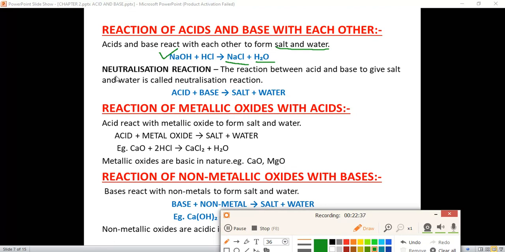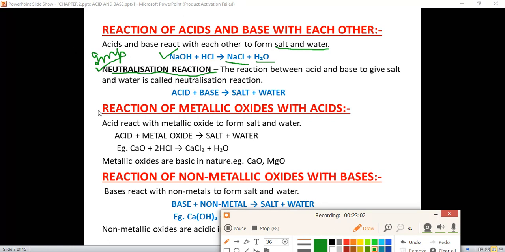Now we will see what a neutralization reaction is. The reaction between acid and base to give salt and water is called neutralization reaction. This reaction is very important. Sometimes you will get the question, what is neutralization reaction, give an example. Example is acid plus base gives salt and water. You can give this example: NaOH plus HCl gives NaCl plus H2O.